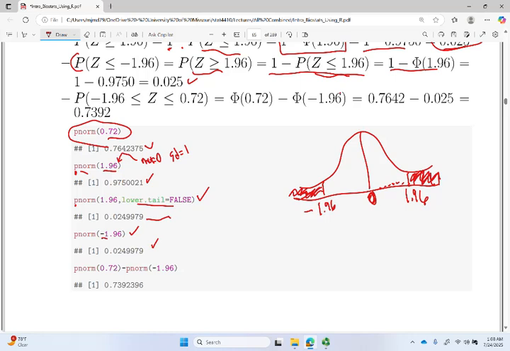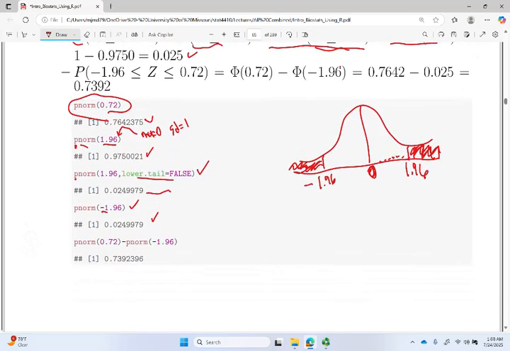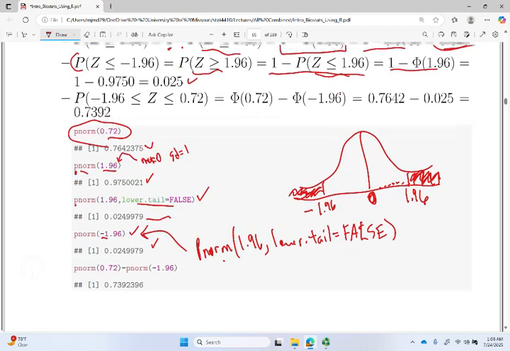Now in R, you just stick it straight in. If you were to say pnorm of negative 1.96, or pnorm of 1.96 with lower tail equal false, it'll be the same, right? Because that's the lower tail and this is the upper tail. So it'd be the same.